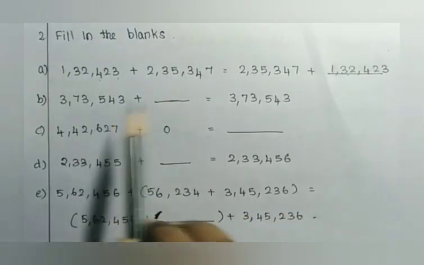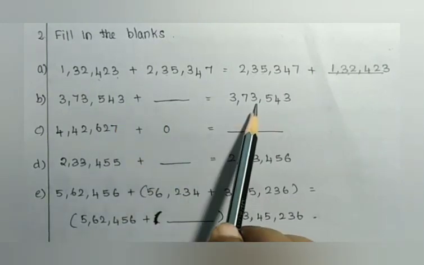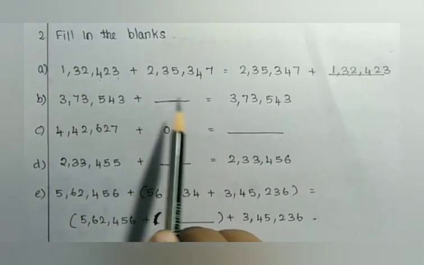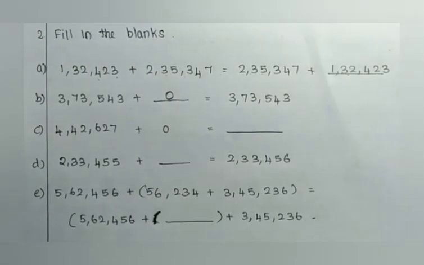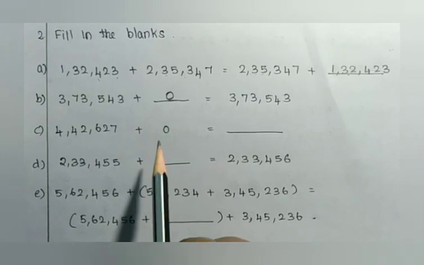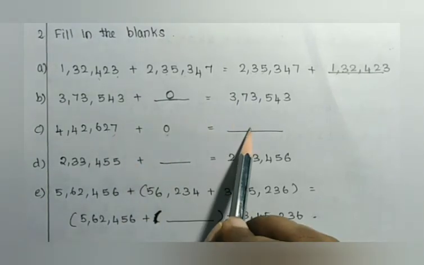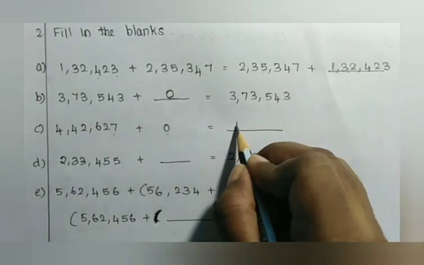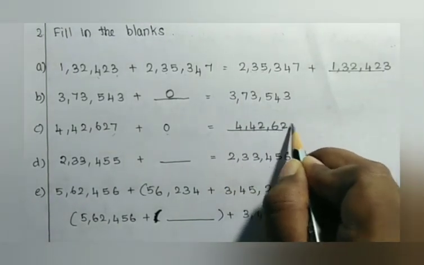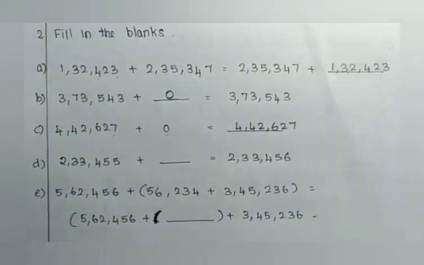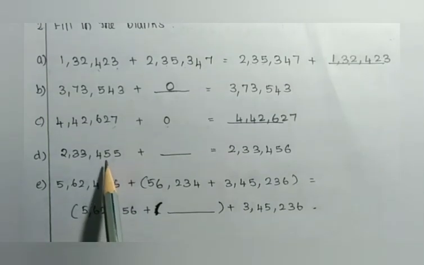Now in the second sum, what comes here? Now compare these two numbers. So when we compare, both the numbers are same. So what will come here? It should be a 0. Very good. When you add a 0 to a number, what will happen? The same number will come as the answer. 4,42,627.